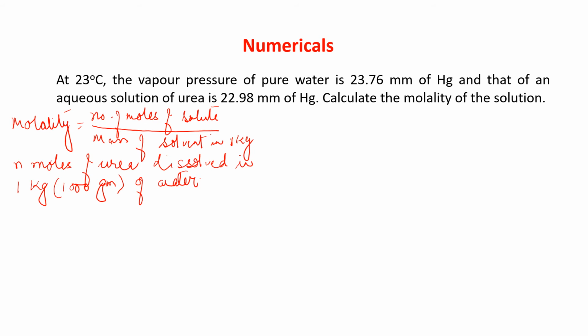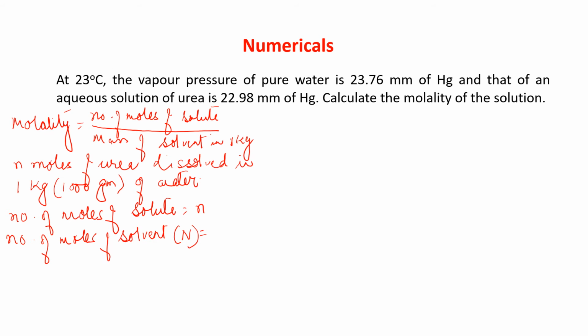So I can write here, number of moles of solute is equal to n, and number of moles of solvent, that is capital N, is equal to 1000 by 18, that is coming 55.55.